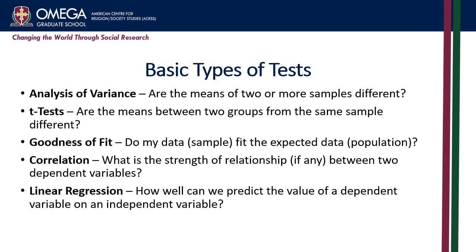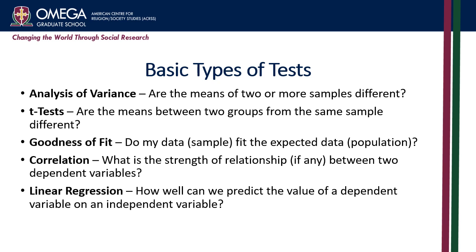The goodness of fit, this is typically a chi-square analysis, asks, do my data or my sample fit the expected data from the population? Goodness of fit is effectively asking whether or not our data can just be regarded as random chance or whether or not they have any predictable power to them.